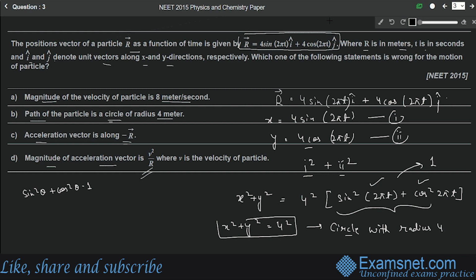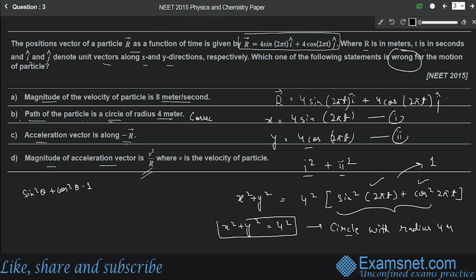It can be any unit mentioned in the question, so it is meter. So 4 meter is the radius of the circle. That is one thing that is clear: option B is a correct statement. The path of the particle is a circle of radius 4 meter, but we have to find the incorrect statement, so this is the correct one.